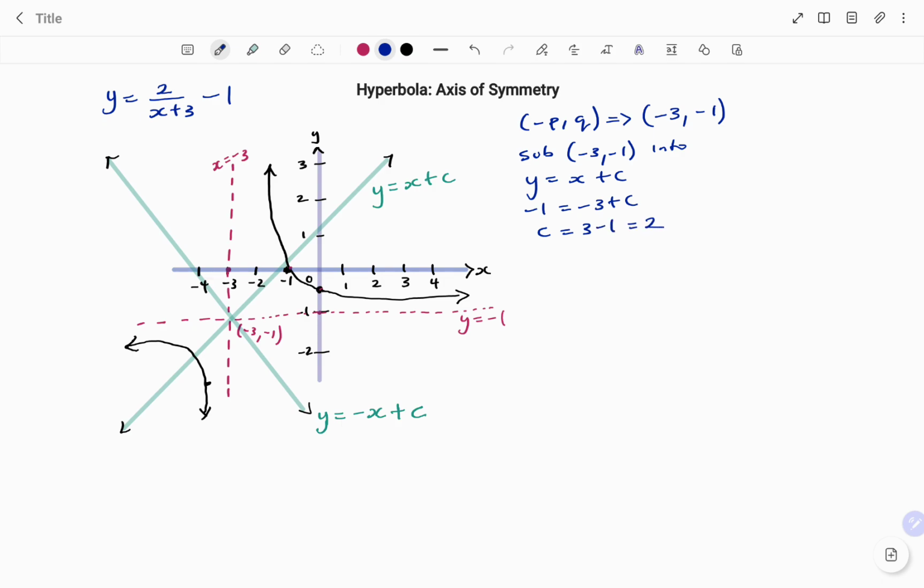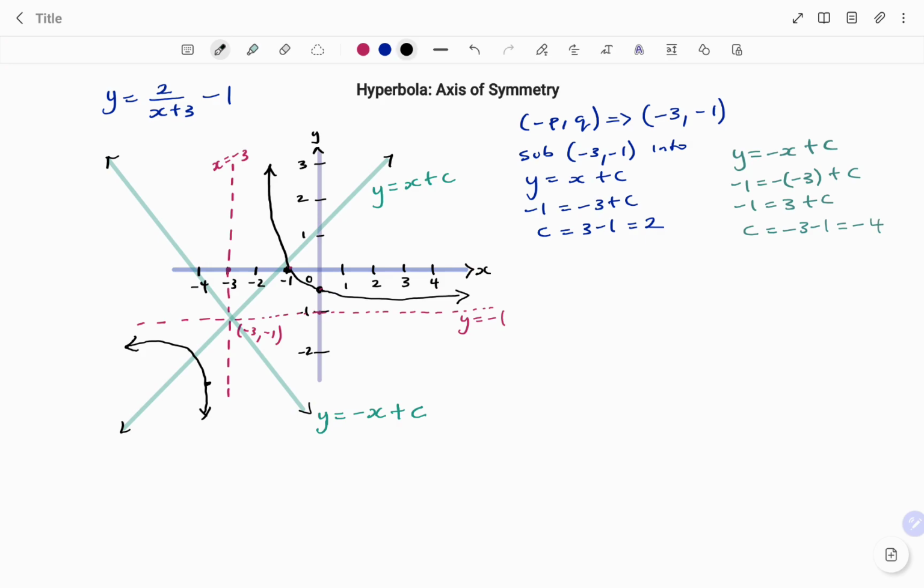We're going to do the same for the negative gradient line. So we have that as y is equal to minus x plus c. Substituting minus 3, minus 1, we have minus 1 equals minus, I'm going to put this in a bracket, minus 3 plus c. Minus 1 equals 3 plus c, minus times minus, that's positive. Therefore, our c is equal to minus 3 minus 1, and that will be minus 4.